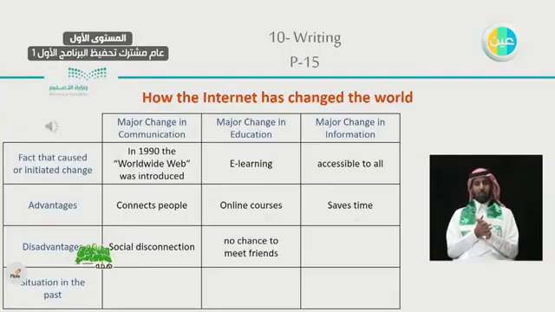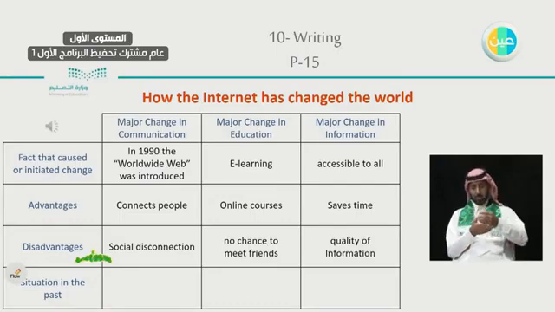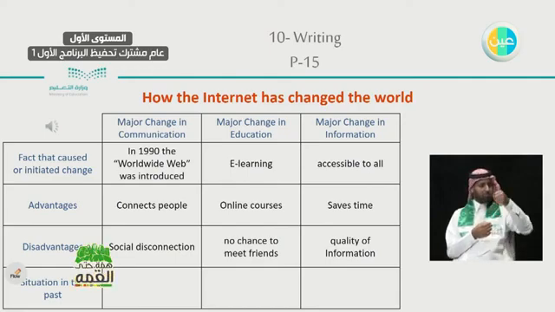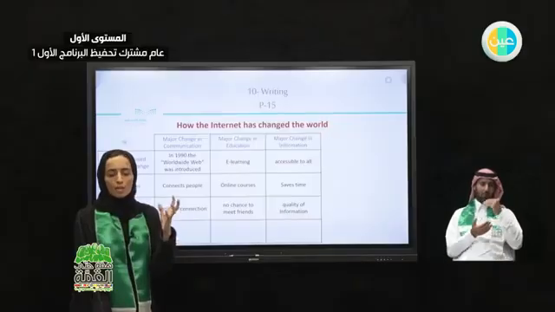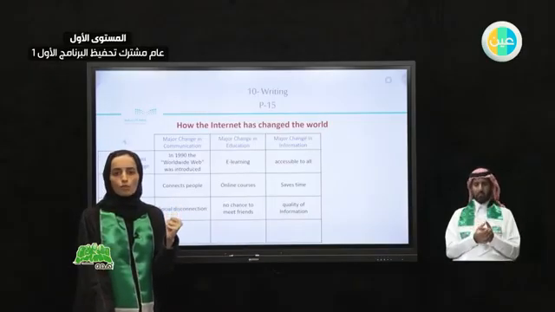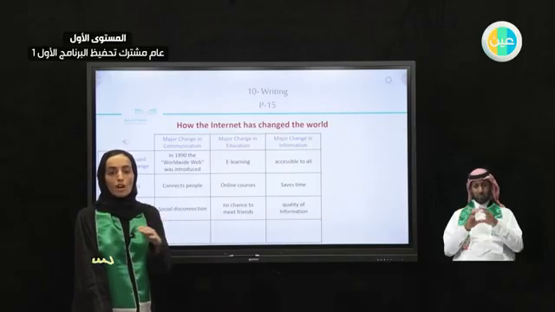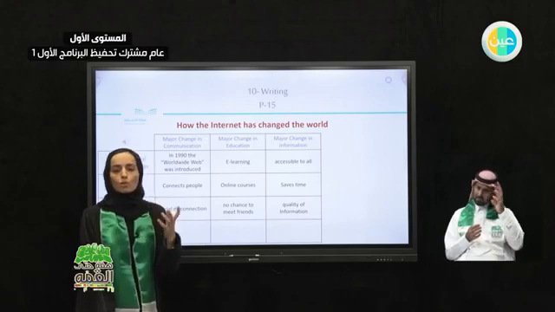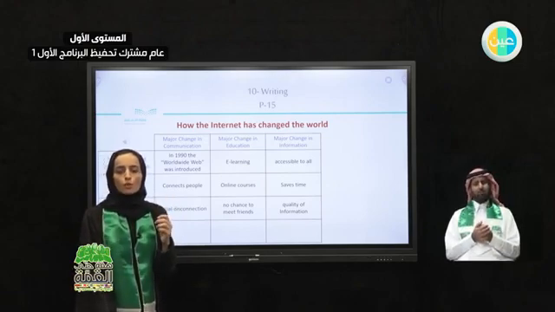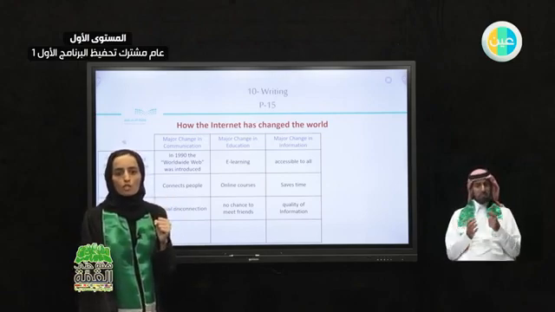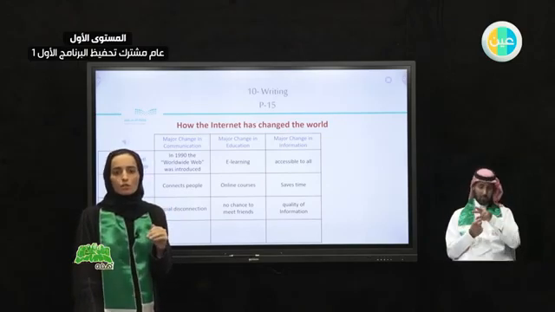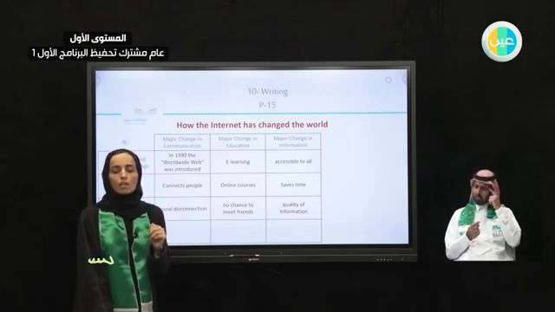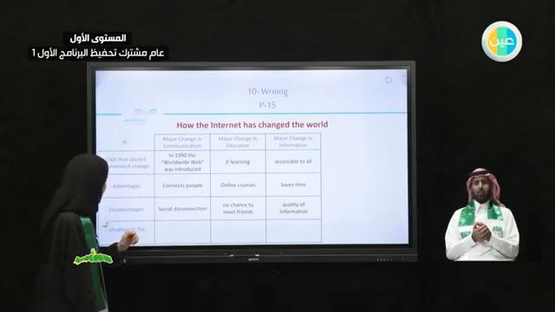The downside of major changes in information online, we have the quality of information, and this one is very important. We always have a great amount of information online or on the internet. Are they all right? Are they all reliable? Sometimes rumors will spread. So you have to be aware about the information that you get from the internet. Not everything that you can see is reliable and true. Fake news.